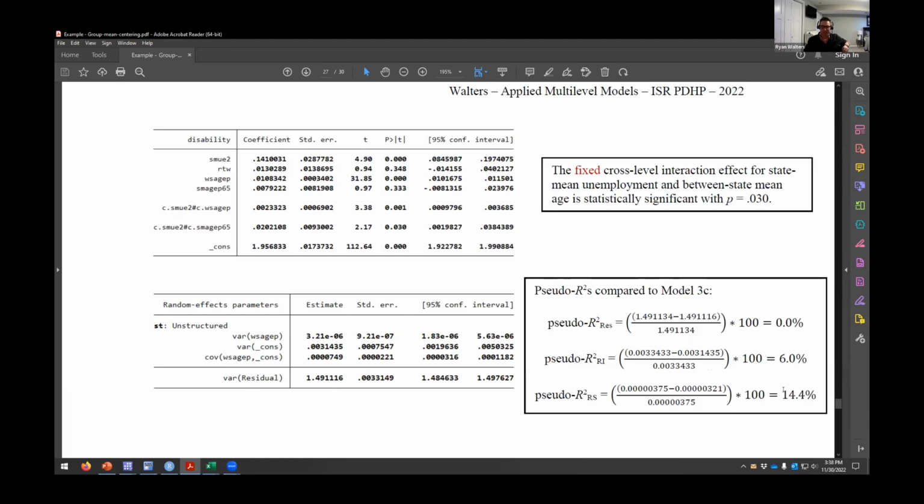And the reason that this decreased from the previous model is because state mean unemployment and state mean age are correlated. It did not decrease because of anything to do with within state age. Okay, we're still talking about unique effects anytime you have a predictor that is correlated with another predictor in the model.